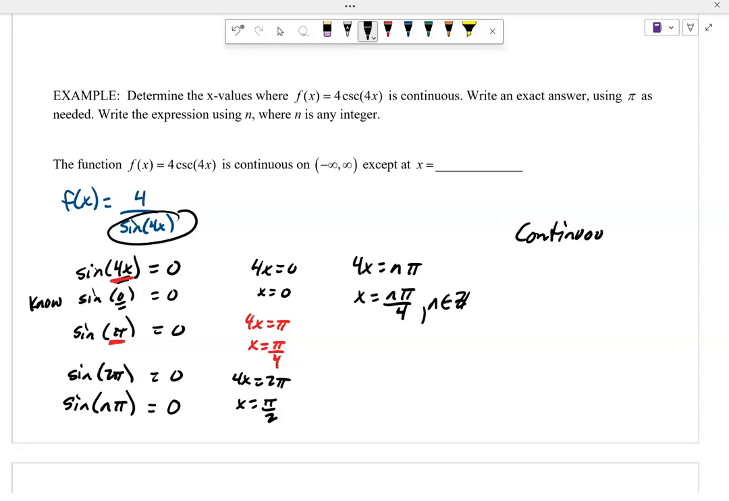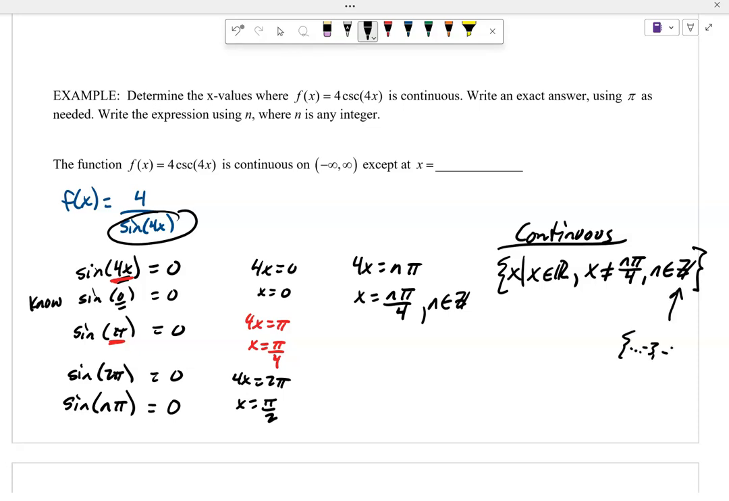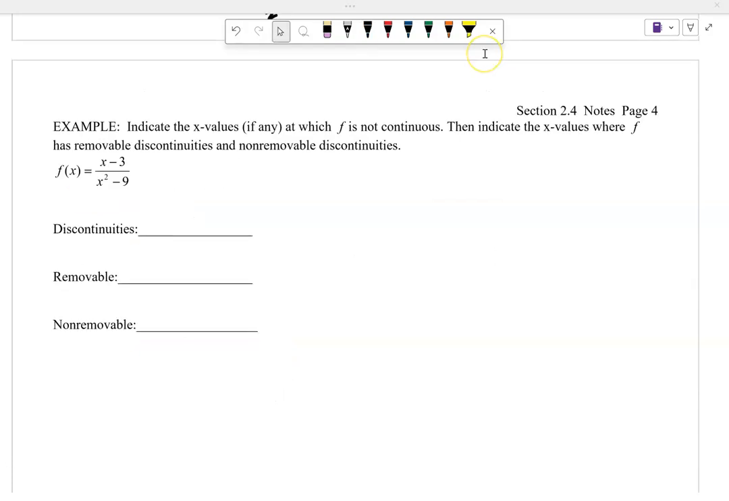So where's this? We're continuous everywhere except, so I say x such that x can be anything, any real number, except for that n pi over 4, where n is an integer. Remember, the integers are -3, -2, -1, 0, 1, 2, ... That's my integers.